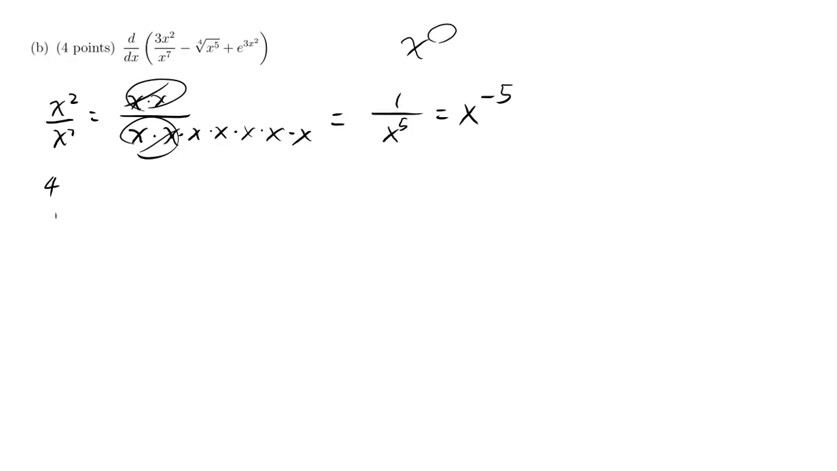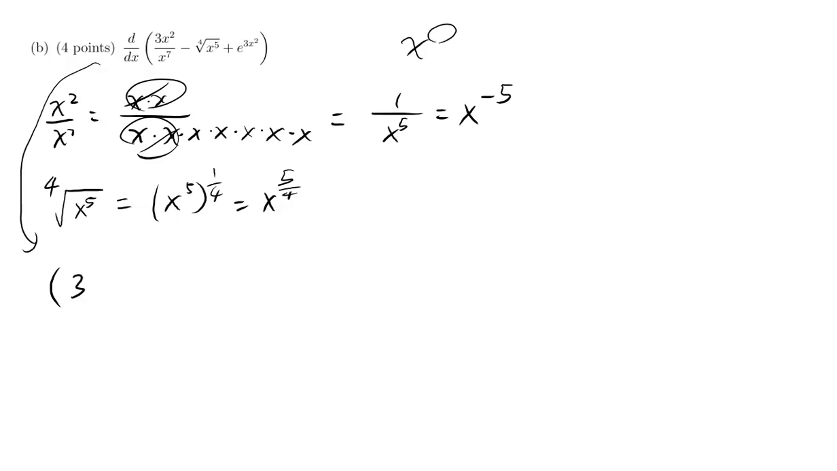What about 4th root of x to the 5th? Well, 4th root is the same as 1/4, and therefore this is the same as 5 over 4. Okay, using these, now we can rewrite this question here as the derivative of 3 times x to the negative 5 minus x to the 5 over 4 plus e to the 3x squared. And then you're trying to differentiate this.